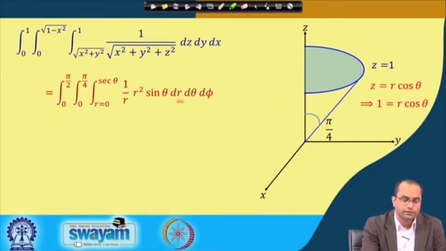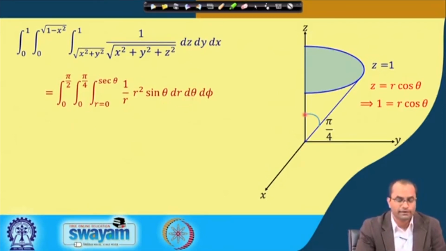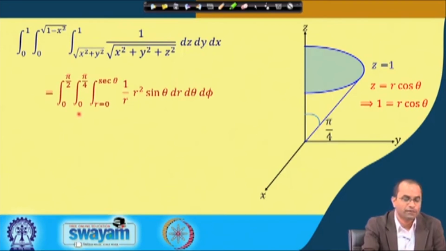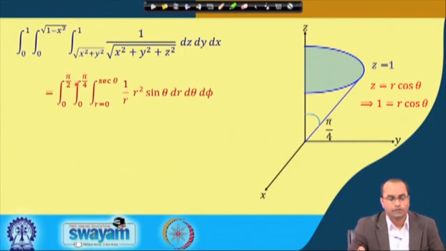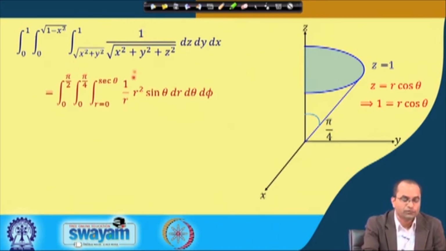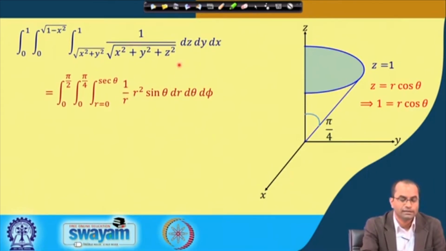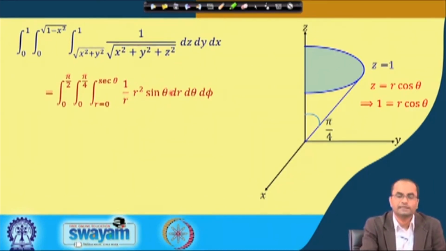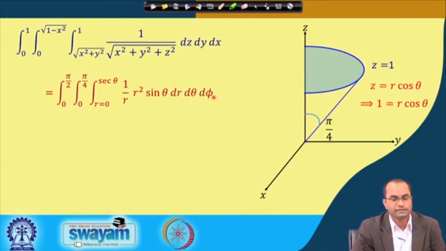And for the limits of theta we have already discussed, that is 0 to pi by 4, and for phi we will be moving from 0 to pi by 2, and that is 1 over this r here, because x square plus y square plus z square is r square. So, that is 1 by r, and this r square sin theta, that is the Jacobian term, and then we have dr d theta d phi.